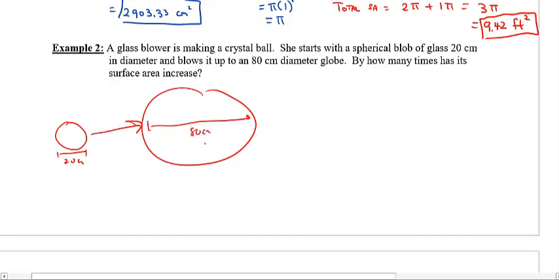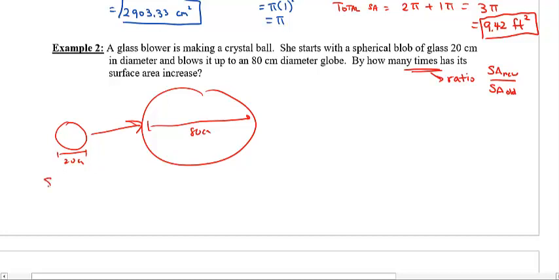Now the question is, by how many times has its surface area increased? So really when I ask you how many times, I'm actually asking you for a ratio. The ratio of the new surface area divided by the surface area as when you started.